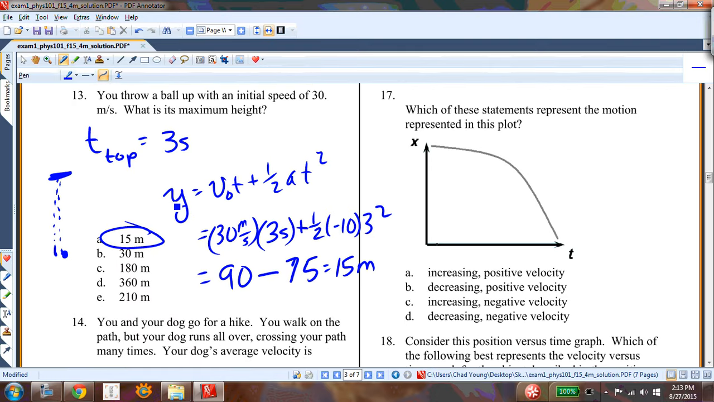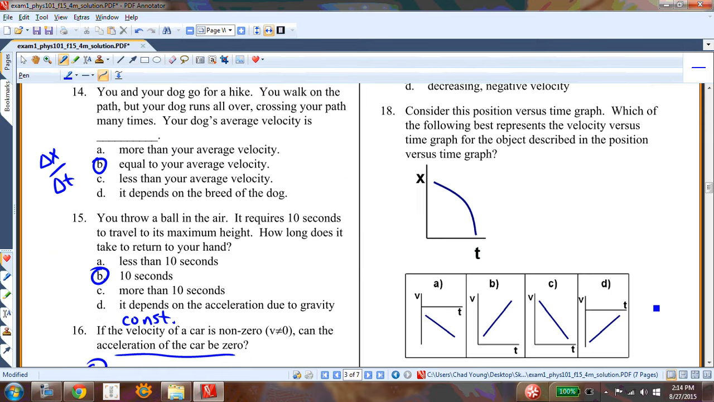Which of these statements represent the motion in this plot? Well, let's see. It's negative velocity, so I'll get rid of these two. And the slope is small here and big here, so the slope is increasing. That means it's speeding up, so an increasing negative velocity. By the way, this would also have a negative acceleration, an acceleration that's in the same direction as the increasing velocity.